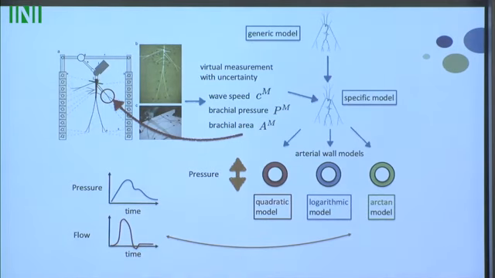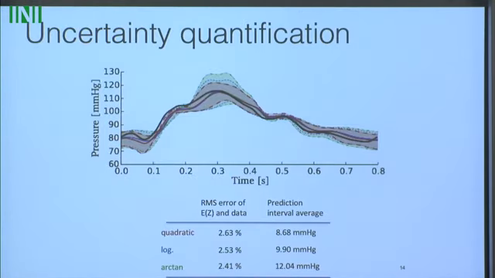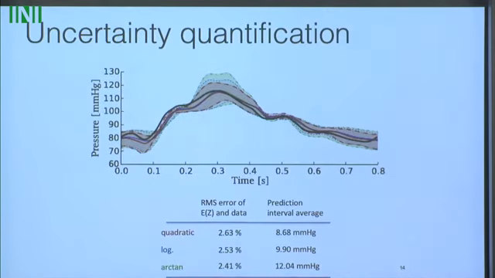Just an example here where we have used our model to look at 3 different wall models in a typical arterial network: a quadratic model, a logarithmic model, and an arctan model. And we asked the question, which is the most suitable model? The arctan model was typically the one which is a little bit more complex, and you would think that that is the superior model. And here come the results.